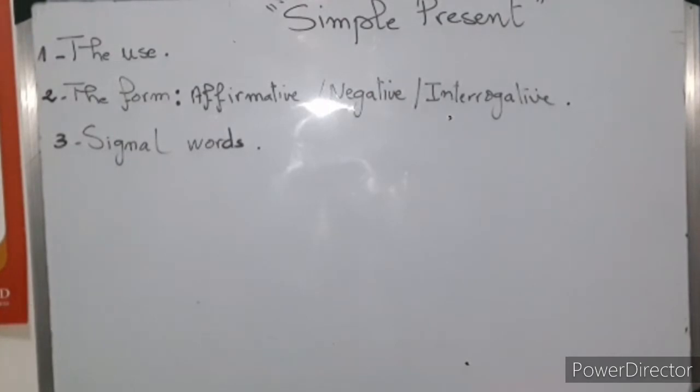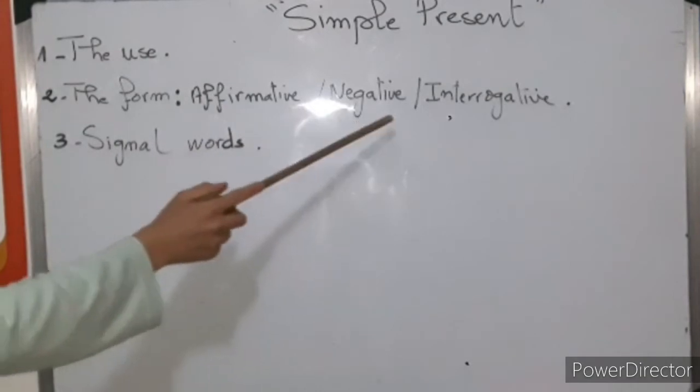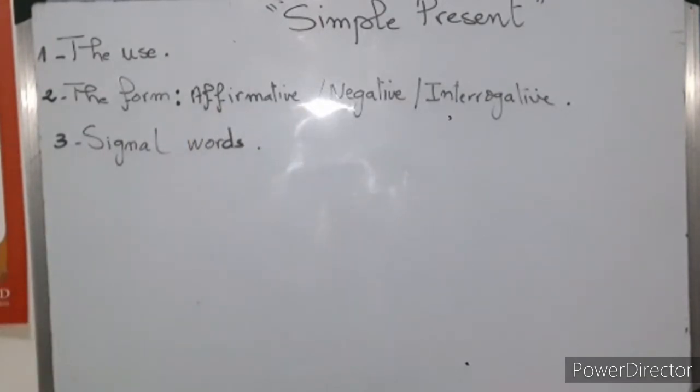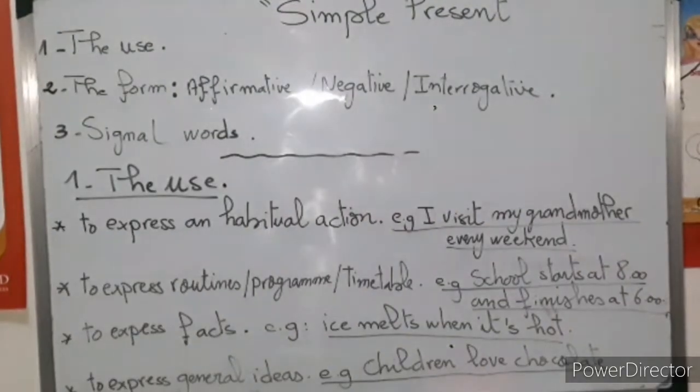Okay, so we are going to explain this tense and we're going to deal with the use of simple present, the form of simple present, which means affirmative, negative and interrogative form, and finally we're going to deal with some signal words that are used with the simple present. Okay, so let's start with the first item, which is the use of simple present.